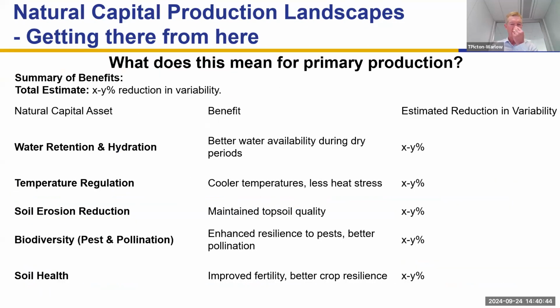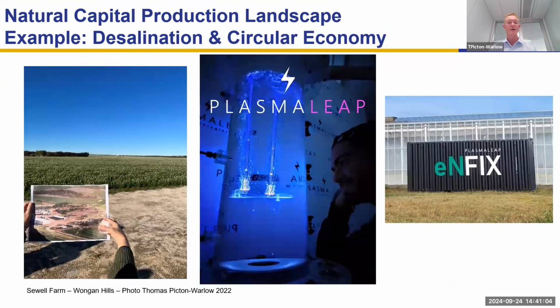You can see that when we talk about natural capital production landscapes, there are benefits for primary production in water retention, hydration, temperature regulation, soil erosion reduction, biodiversity, and soil health as an example. And those will vary in the reduction of variability depending where you are, but it will be generally quite positive and very strong. And then to cover off a couple of examples for you, tangible examples, because we like that.